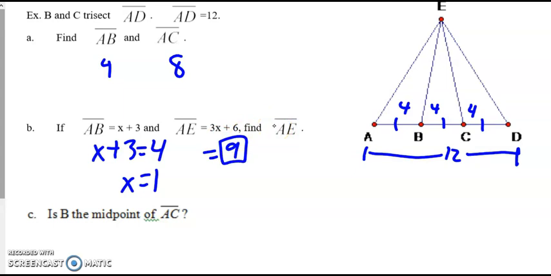And last but not least is B, the midpoint of AC. So again, if I just ignore CD and I'm simply looking here at AD, as our AC, yes, this is 4, this is 4, so that would definitely be yes.